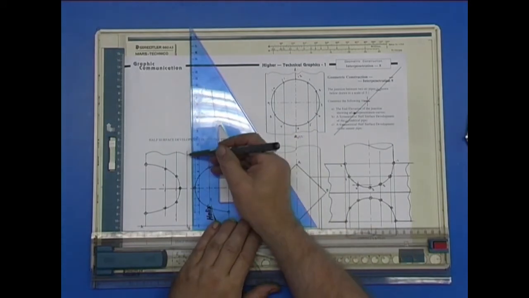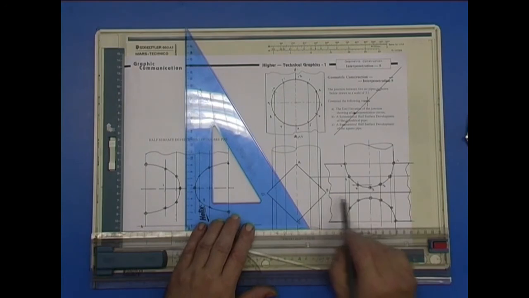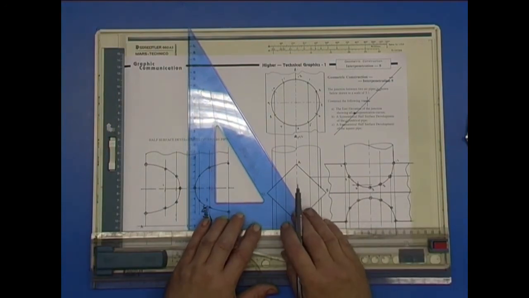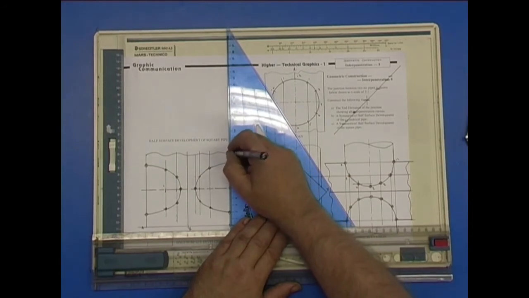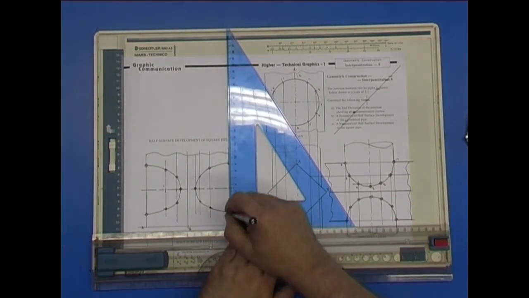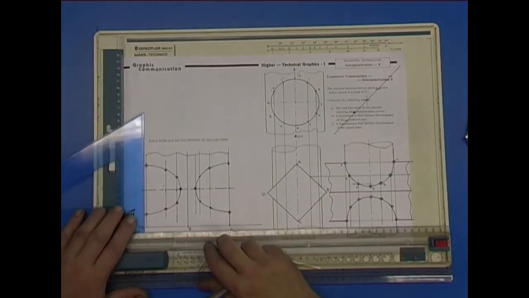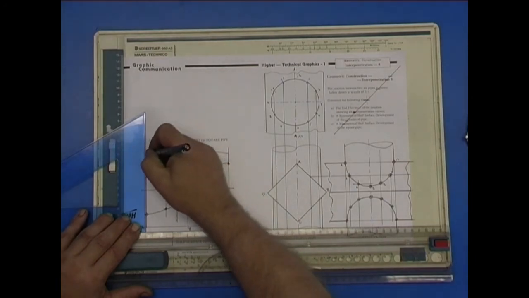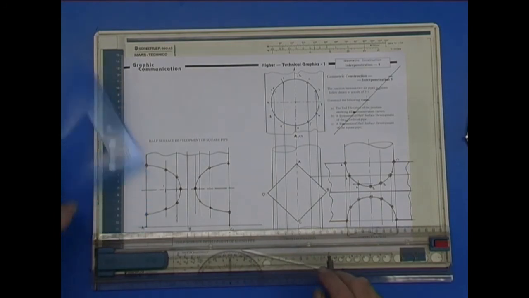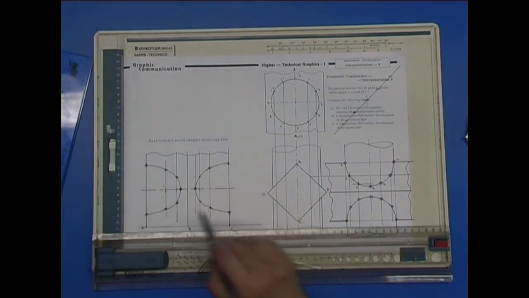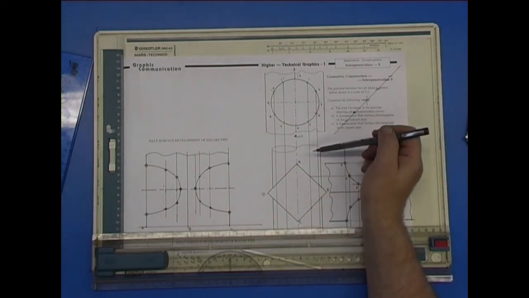This line here would become a fold line. So that's where it's creased. And those would be firm lines. And that is the development of the square side.